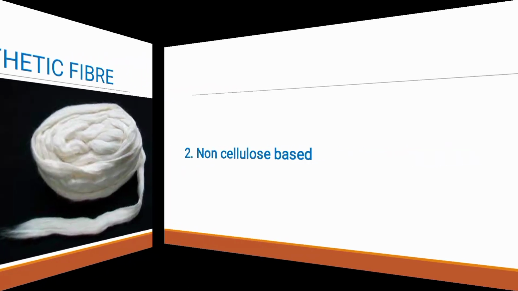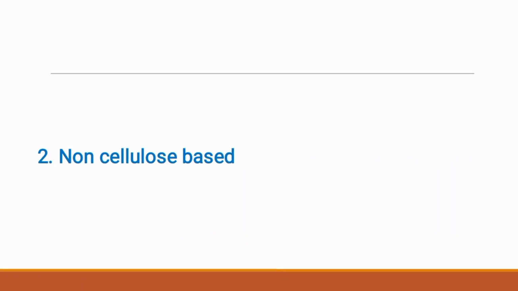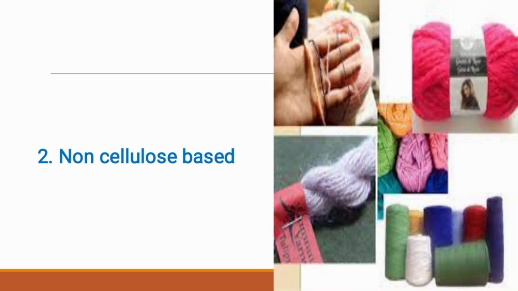Now the second one, non-cellulose based fiber. Non-cellulose based fibers are fibers gotten from mineral substances, unlike the cellulose base that is gotten from the plant wall. This one, they are gotten from what? Mineral substances such as coal, petroleum, etc. And the examples of fiber that they produce are what? Polyester. We have the nylon fiber. We have the acrylic fiber.